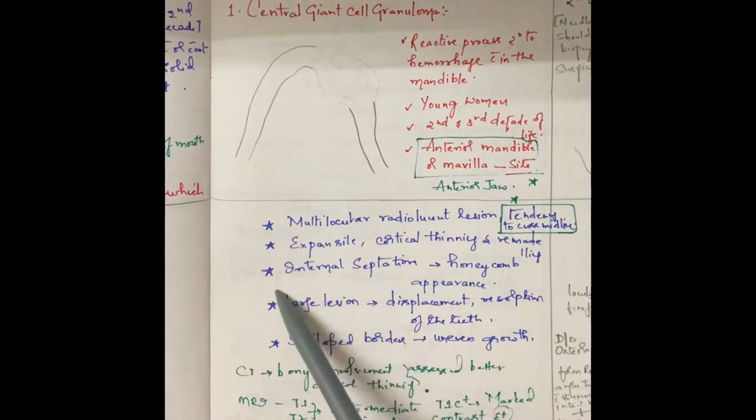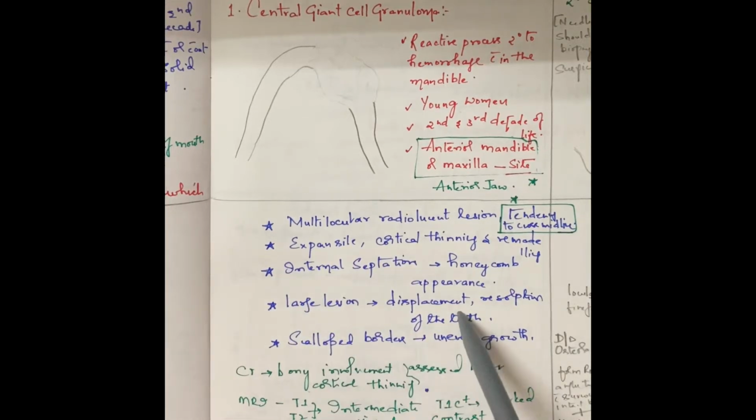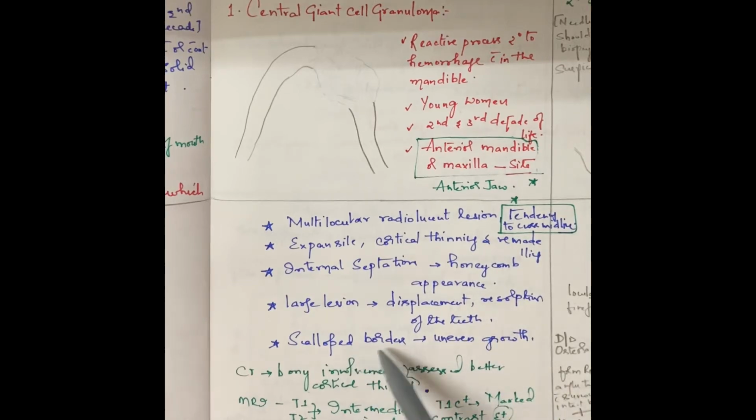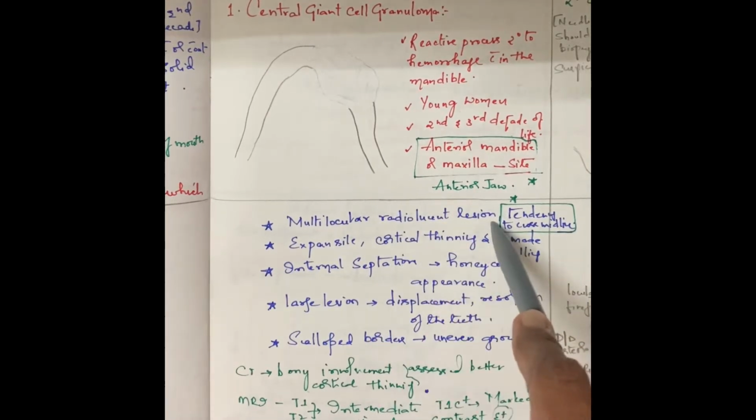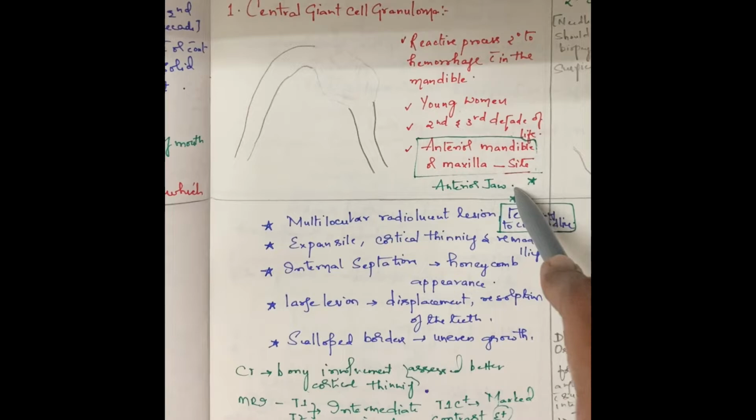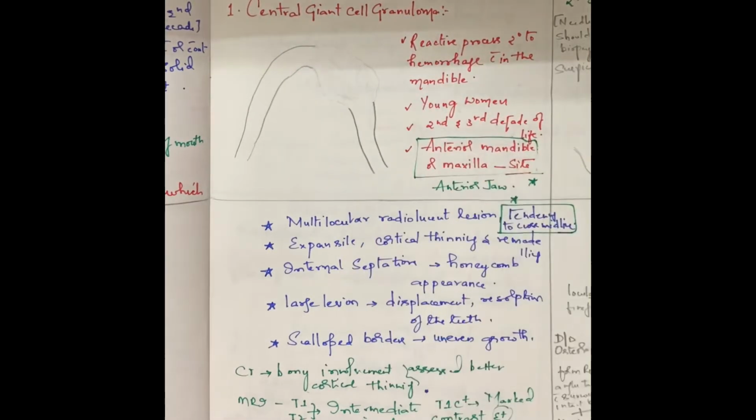When the lesion enlarges in size, it causes displacement and resorption of the teeth, and with uneven growth, we have scalloped borders. On CT, bone involvement and cortical thinning are better seen. On MRI, on T1 and T2, it shows an intermediate signal and contrast shows marked enhancement. So it's a multilocular radiolucent lesion. The anterior jaw is mostly involved, and this is about central giant cell granuloma.